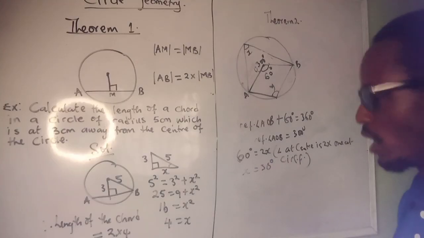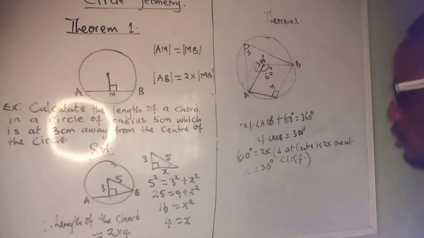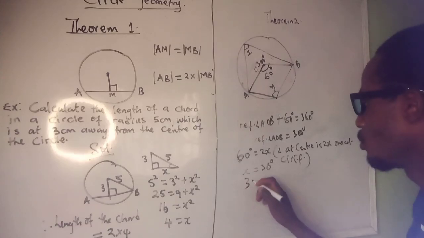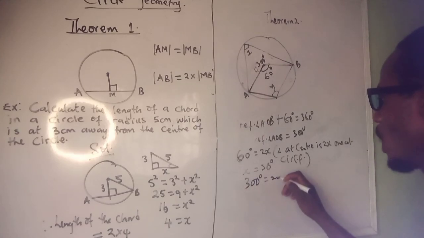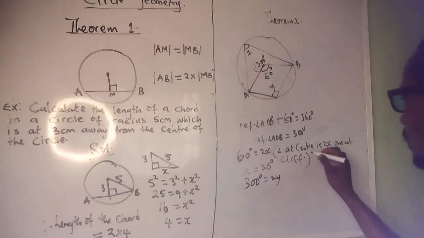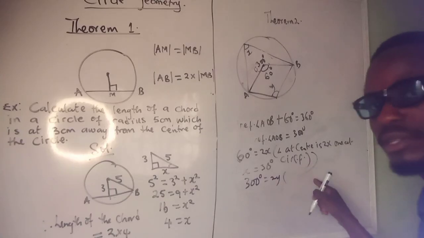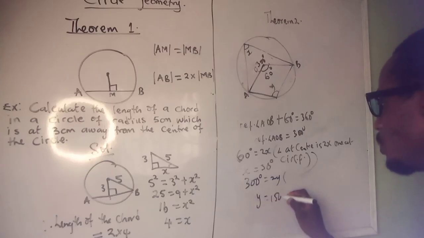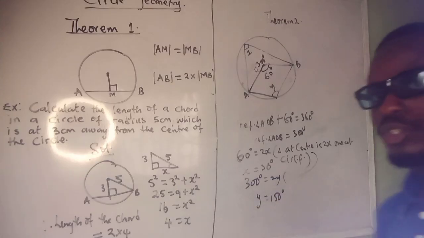Agreed? So now the next is to solve for y. So you can also say 300 degrees is 2y. Using the same reason, you just have to repeat the reason. So then y will be 150 degrees. So this is what we have.